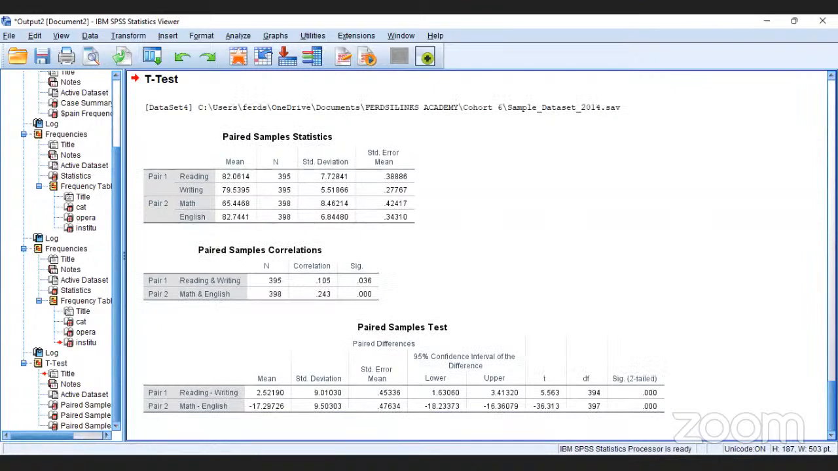Reading and writing, the second two variables are writing. The second one is, was it English and writing? Reading and writing. The second one, math and English. You just want to exam.